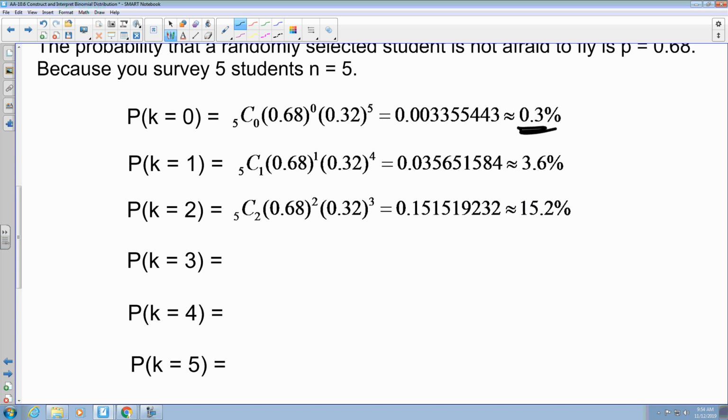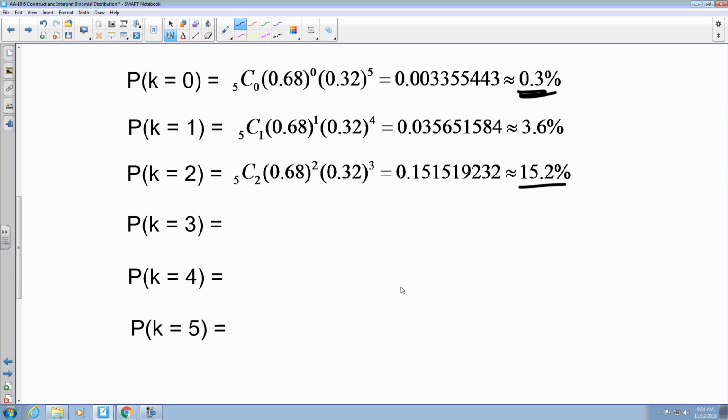For k equals 1, that means that one person of the 5 said that they were not afraid to fly, which means 4 of them were afraid. That would be a 3.6% chance. For k equals 2, 2 of them said that they would not be afraid to fly. That would be a 15.2% chance. So now we're going to try to find the rest of them.